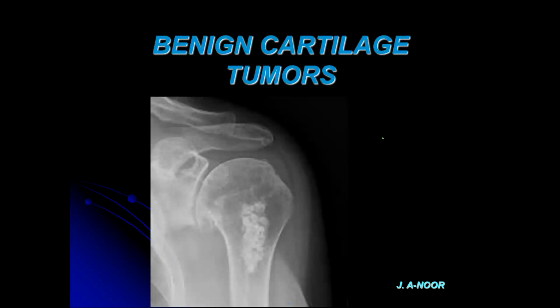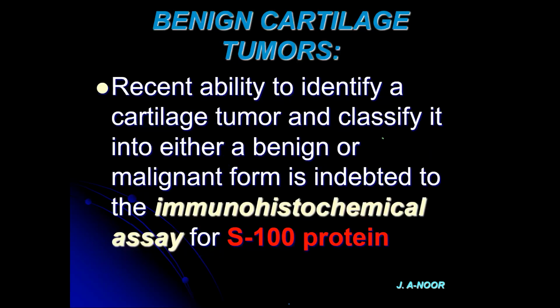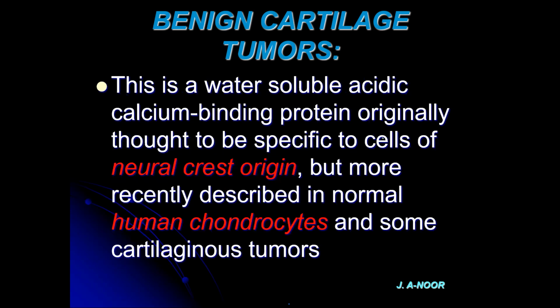Now we come to the benign cartilage tumors. The recent ability to identify a cartilage tumor and classify it into either a benign or malignant form is indebted to the immunohistochemical assay for S100 protein. This is a water-soluble, acidic calcium-binding protein originally thought to be specific to cells of neural crest origin, but more recently described in normal human chondrocytes and some cartilaginous tumors.